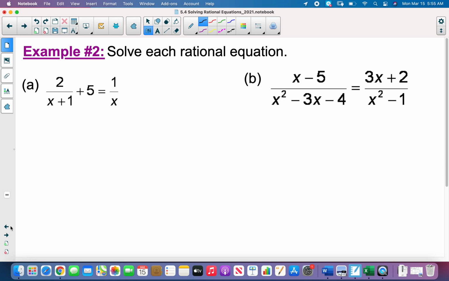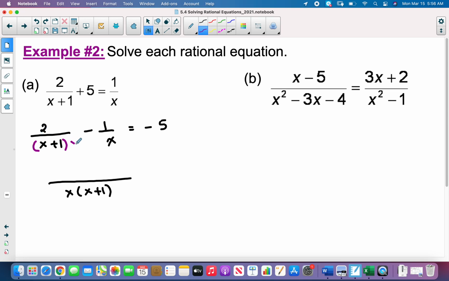Let's try other examples. Let's try 2 divided by x plus 1, plus 5, equals 1 over x. You can bring the terms with the x together. So 2 divided by x plus 1 minus 1 over x equals -5. The common denominator for the left side is x times x plus 1. So we're going to multiply this with an x, so you multiply the 2 also with an x.